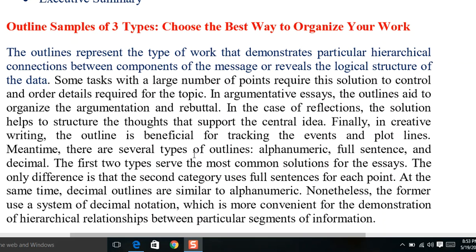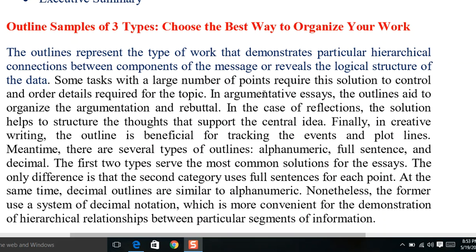Meantime, there are several types of outline: alphanumeric, full sentence, and decimal. The first two types serve as the most common solutions for essays. The only difference is that the second category uses full sentences for each point. At the same time, decimal outlines are similar to alphanumeric.